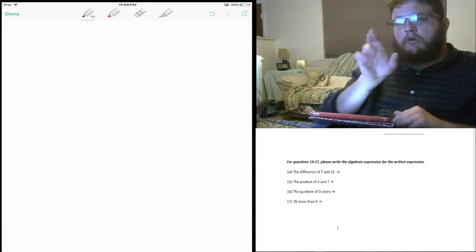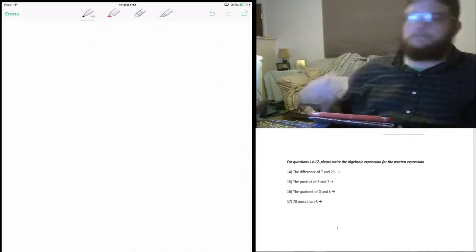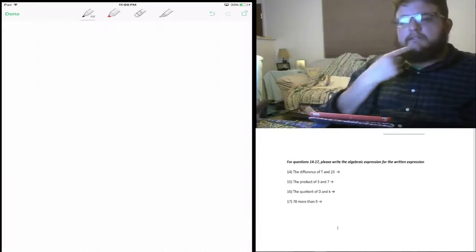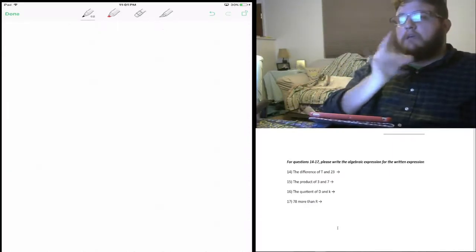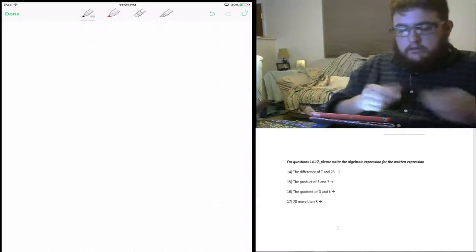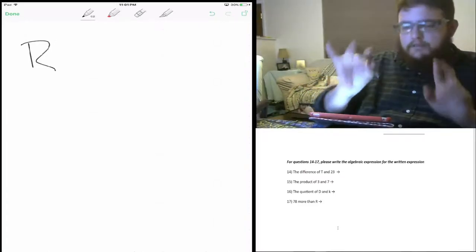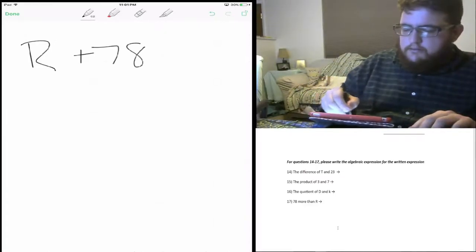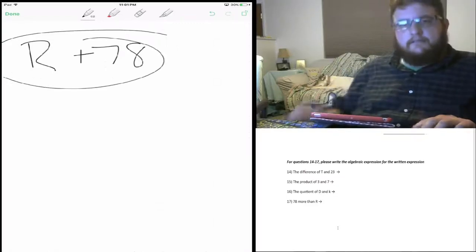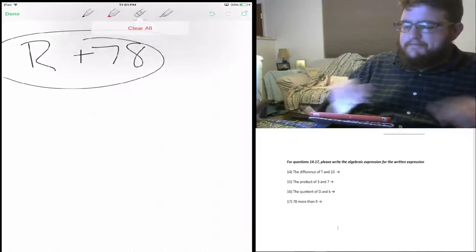Number 17 says 78 more than R. Now this is kind of tricky because it's not as simple as writing 78 plus R. That would be wrong. This is saying 78 more than R. So we're starting with R and we are adding 78 to it. We are 78 more than that. So in this case we'll have R plus 78. And that is our answer for 17. Alright, let's move on.